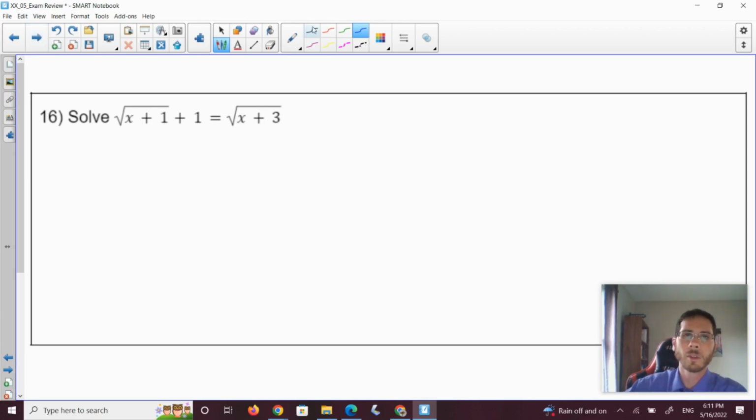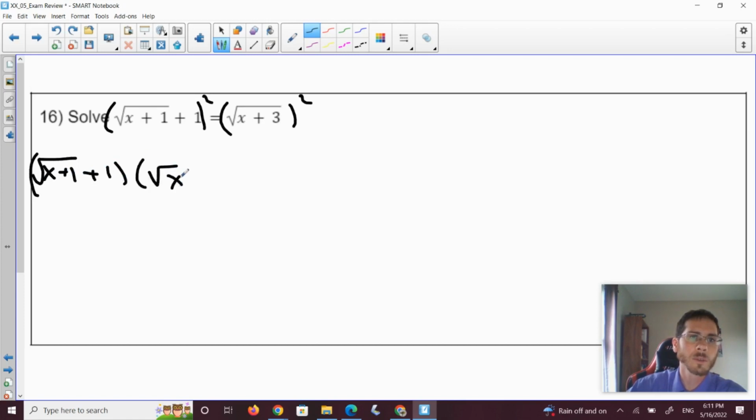So we know we're in for a little bit of an adventure because if we have the double radicals, we have to make sure they're on different sides, which they are. And then we have to square both sides. So this side is going to become x plus 1 times square root of x plus 1 plus 1. This side, at least it's nice. At least those cancel, and we just get x plus 3.